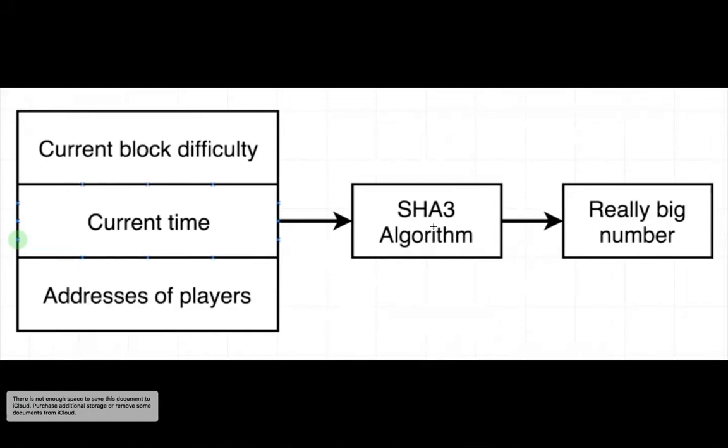SHA-3 algorithm hashing takes some amount of data and then spits out a really big number in hexadecimal. I'm going to take that really big hexadecimal number and then use that to pick my random winner. The current block difficulty, the current time, and addresses of players to some degree is already known ahead of time. So whenever someone wants to pick a winner, we kind of know what the current time is. So if I send a transaction in to pick a winner in my contract, in theory, I could have a reasonable idea as to what the current time will be when this function is executed. I also know ahead of time the addresses of the players. And I probably also know the current block difficulty.